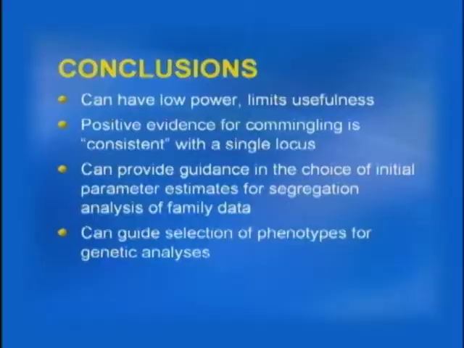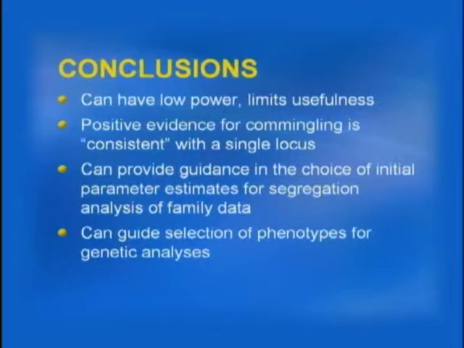Okay, so to summarize before we jump into the demonstration, commingling analysis can have low power, which limits its usefulness. One of the biggest things that influences the power of commingling analysis is the skewness in the distribution, so log transformation has a big impact there. The good thing is that when you have positive evidence for commingling, we very rarely get false positive evidence for underlying subdistributions if they're not there.